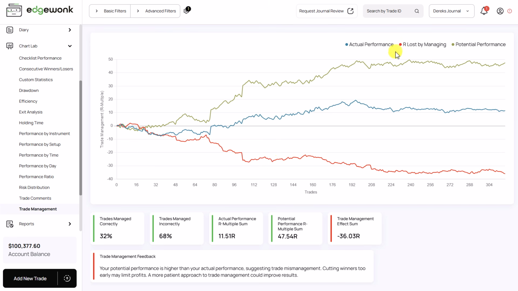So this graph, whenever it's going down, it means the difference between those two is increasing. So this red line is what's lost by managing. Every time it goes down, it means the trader lost money by managing his trades, and he potentially could have made more money if he hadn't managed that trade. So what this trader could do is look at every time it is going down and find out why he's mismanaging the trades. There's so much more potential.